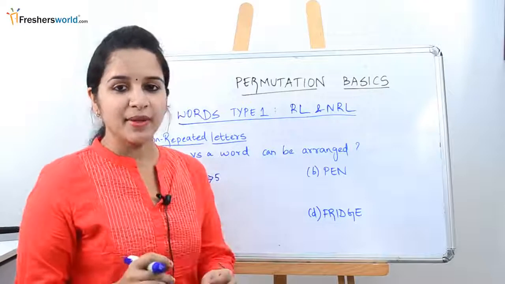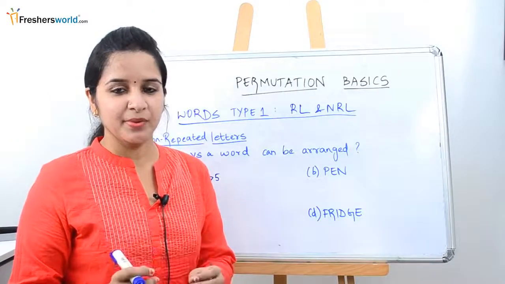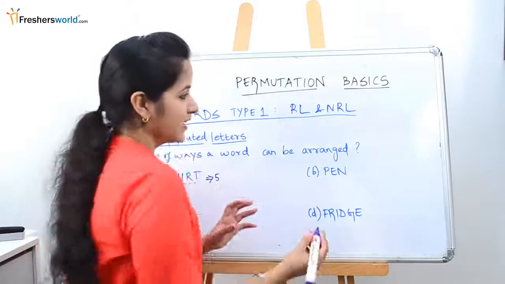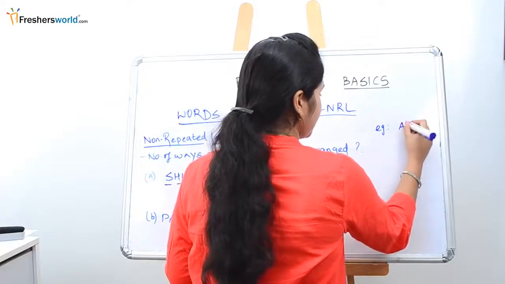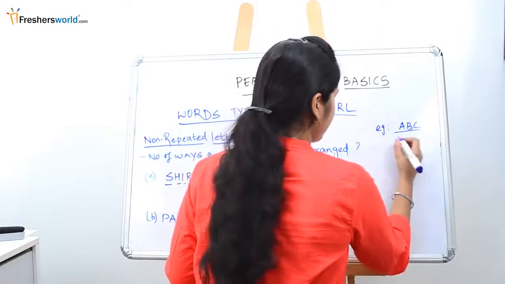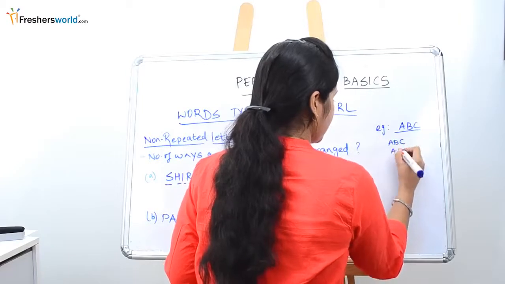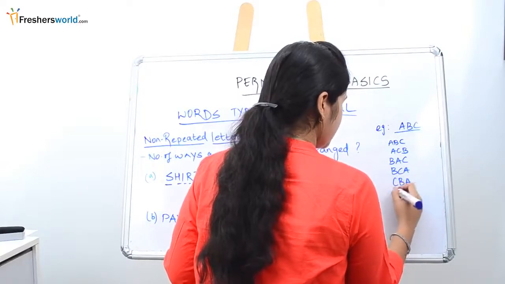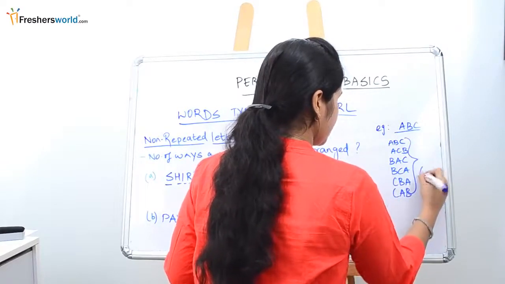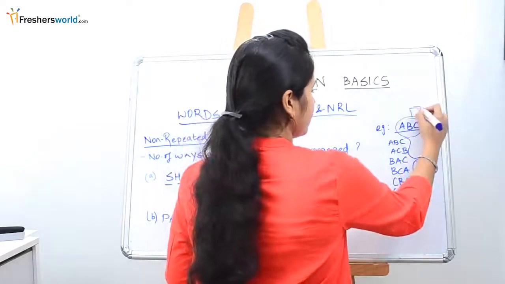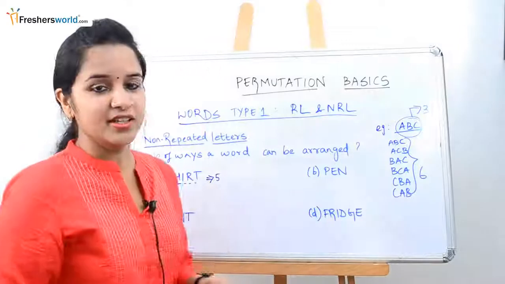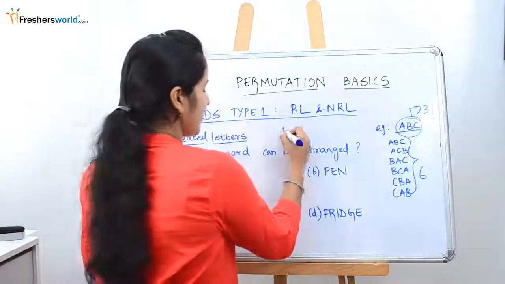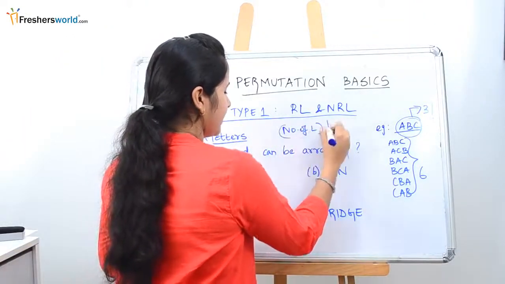If you have watched our basics video, in that we dealt with an example as ABC. The number of ways ABC can be arranged is 6 ways. Let me go through it again. Let's say ABC. How many ways can it be arranged? Nothing but ABC, ACB, BAC, BCA, CBA, CAB, which is nothing but 6. What is 6? It is nothing but 3 factorial ways a word can be arranged. So, when you ask how many ways a word can be arranged, it is nothing but the number of letters in the word and then the factorial.